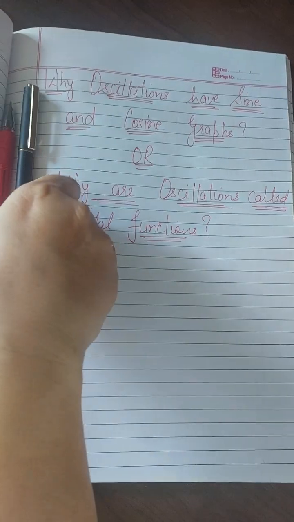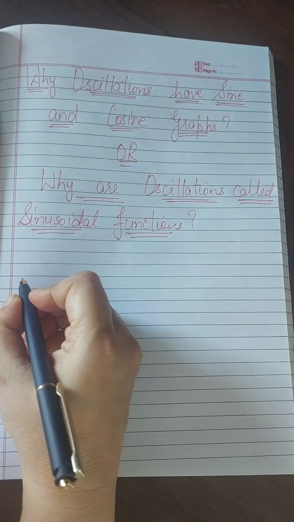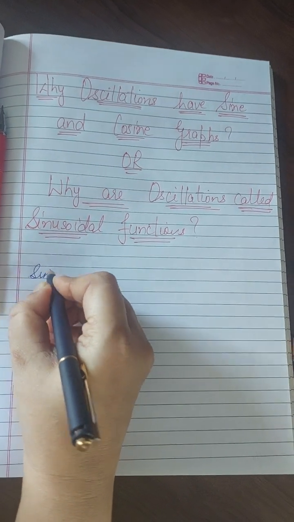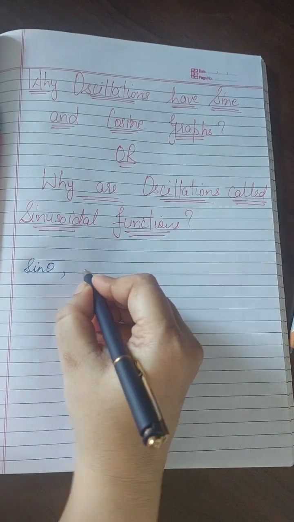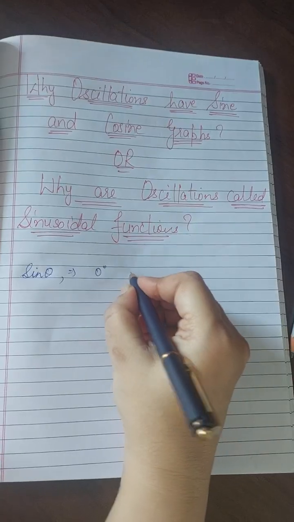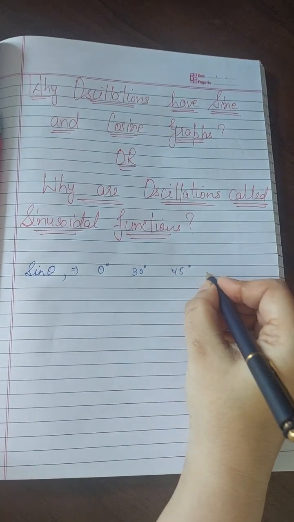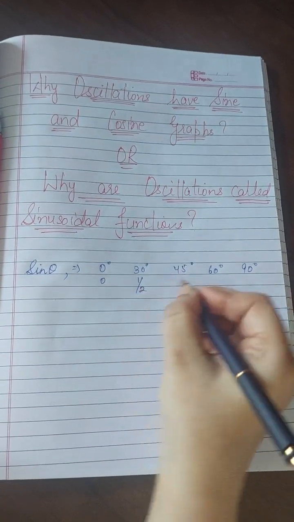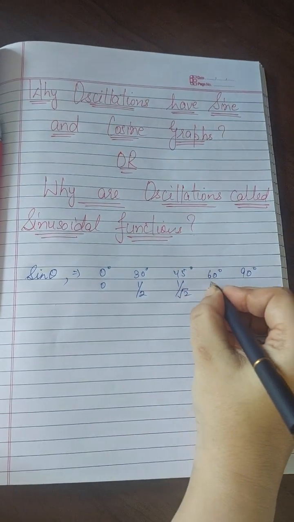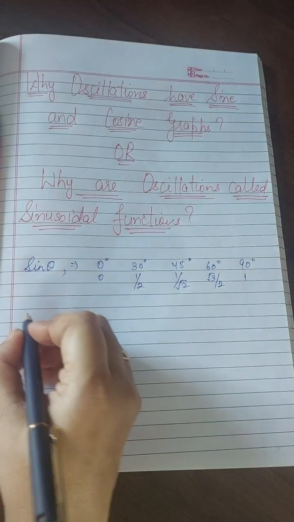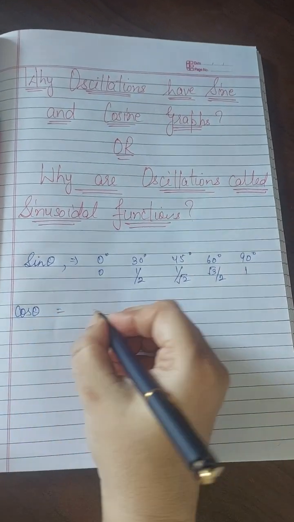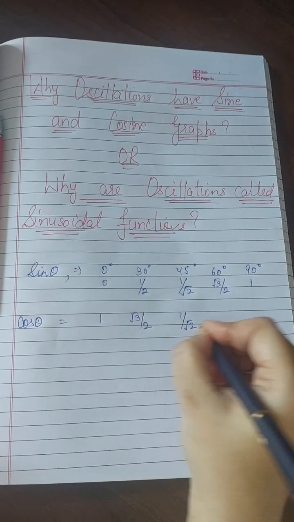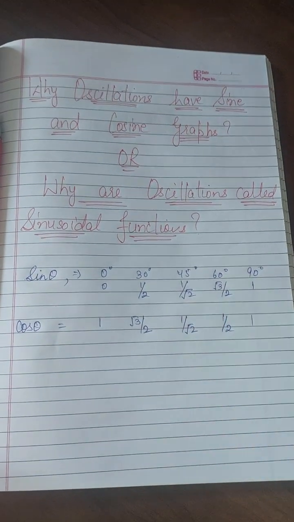First of all, let's take a look at the values of sine theta and cos theta. As we all know, sine theta's value for theta 0, 30, 45, 60 and 90 is 0, 1 by 2, 1 by root 2, root 3 by 2 and 1. And for cos theta, it's 1, root 3 by 2, 1 by root 2, 1 by 2 and 0.